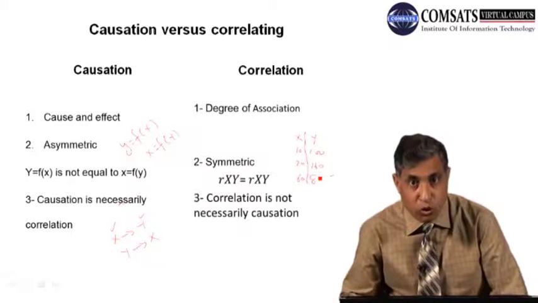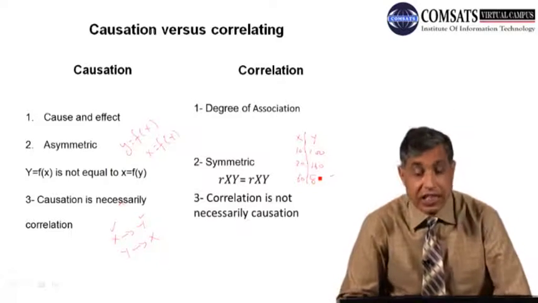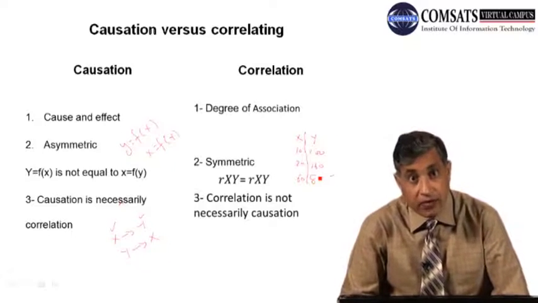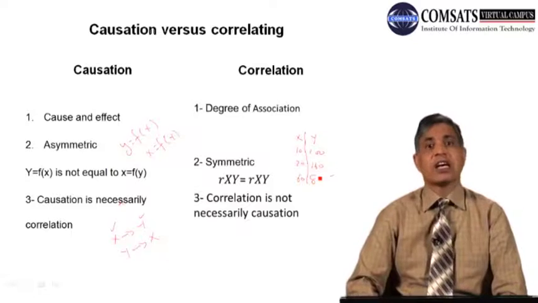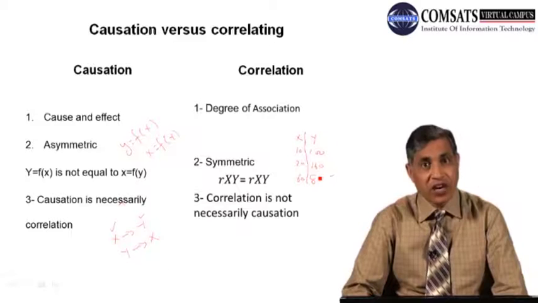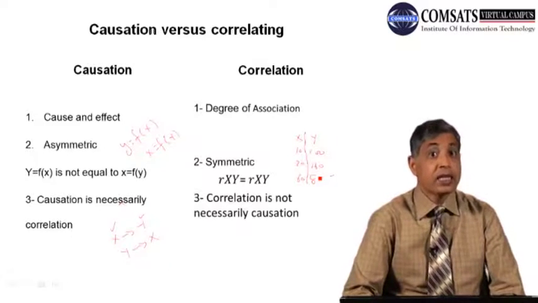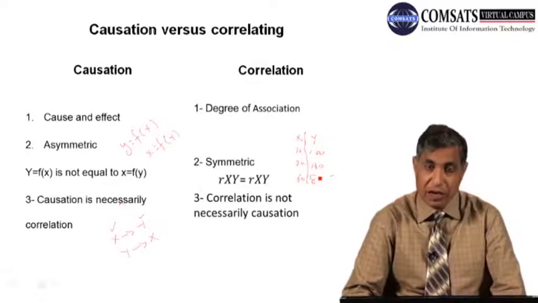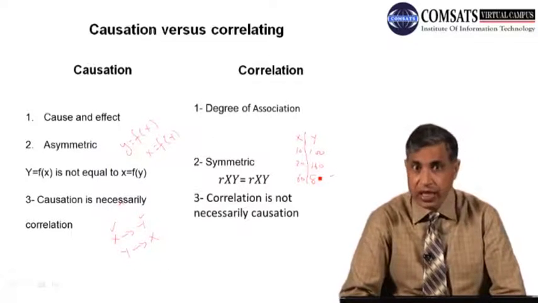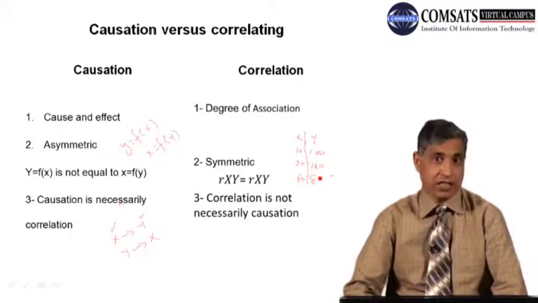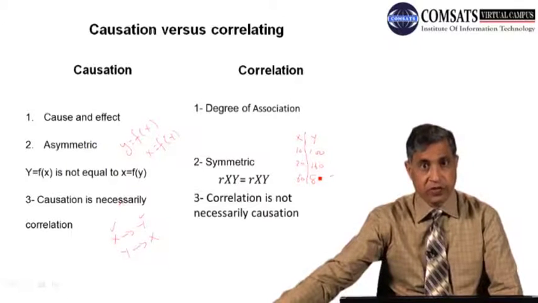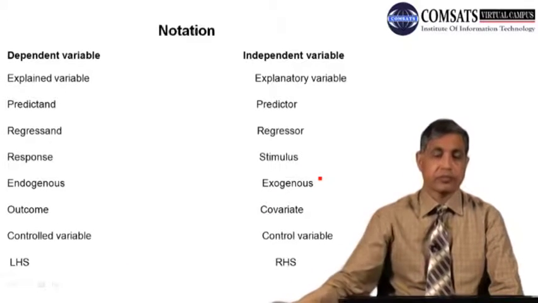Now if you measure the correlation between these X and Y, where X is the number of breads in Pakistan and Y is the number of donkeys in the United States, you will come to know that the correlation exists there. If you find it through the correlation coefficient, there will be correlation between these two series, but you can't say that if there is correlation, there is causation, because the number of donkeys has nothing to do with the number of breads in Pakistan. So this is the difference between causation and correlation.